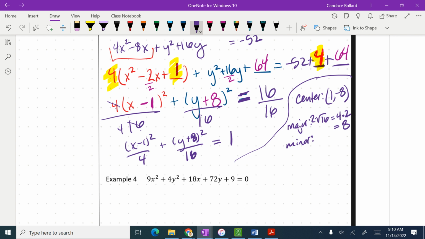All right. My minor has to be under the x this time because that's my smaller number. So I'm going to do twice the square root of 4. So what is the square root of 4? 2. And then doubling it would give me 4 as the total length of the minor. With that, I'd have enough to graph it. I'm not going to worry about you calculating the foci. Okay? Foci for our purpose is going to be nice to know instead of need to know.